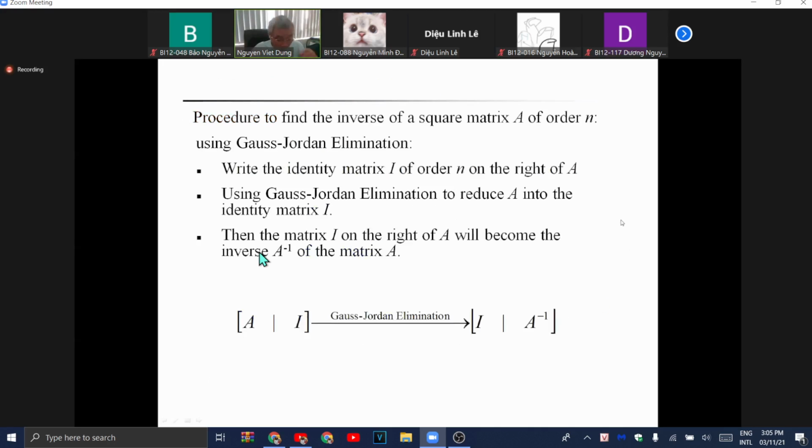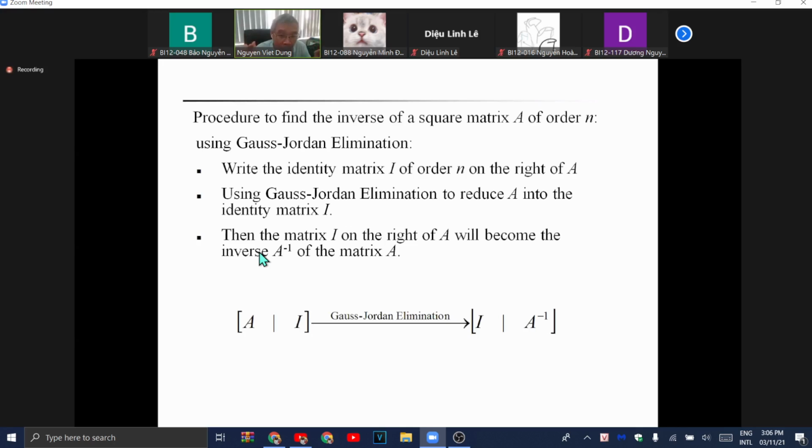Now, suppose that you are given a square matrix A. One of your exercises is that you need to find the inverse of A. So first, you need to decide if A is invertible or not. And in case A is invertible, you need to find its inverse. How can you do it? Last Saturday, I explained to you through some examples that we can use Gauss-Jordan elimination to do it.